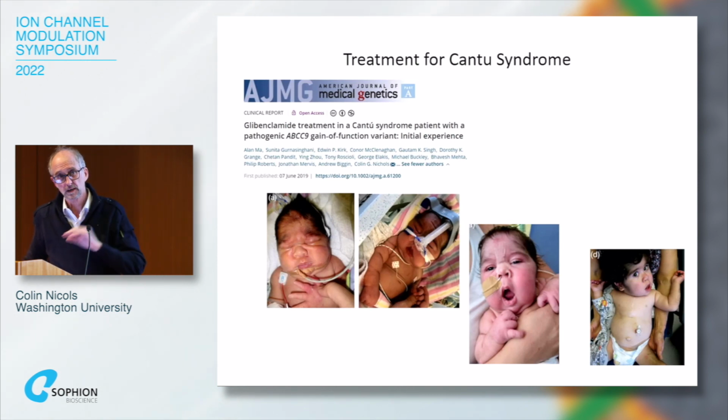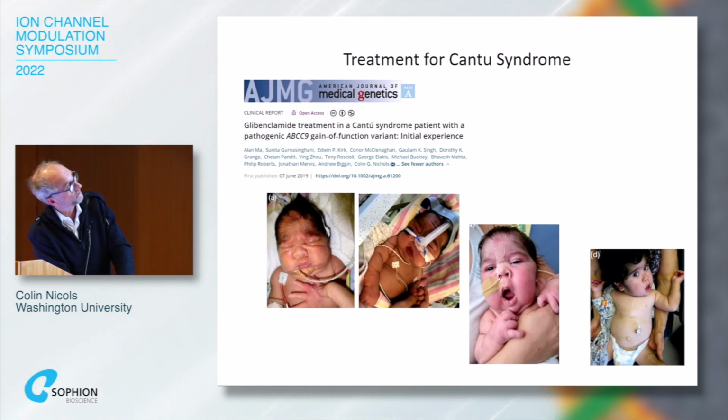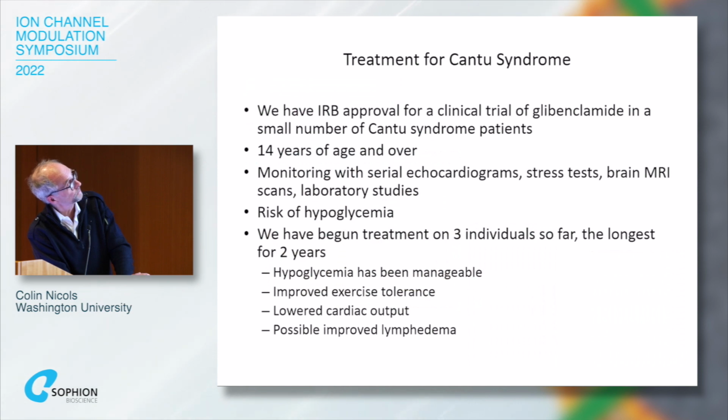Now, we've had a couple of other babies who did not fare so well, one which could not tolerate glibenclamide, and another one that was very premature and unfortunately died. We don't think it's related to the glibenclamide, but we really don't know at this point. We've got IRB approval for a clinical trial of glibenclamide in older people at 14 years of age, and we're bringing them back every 6 months for echocardiograms, stress tests, MRI. We don't see too much hypoglycemia in them, and if they have a little, they learn how to deal with it by carrying some sweets with them.